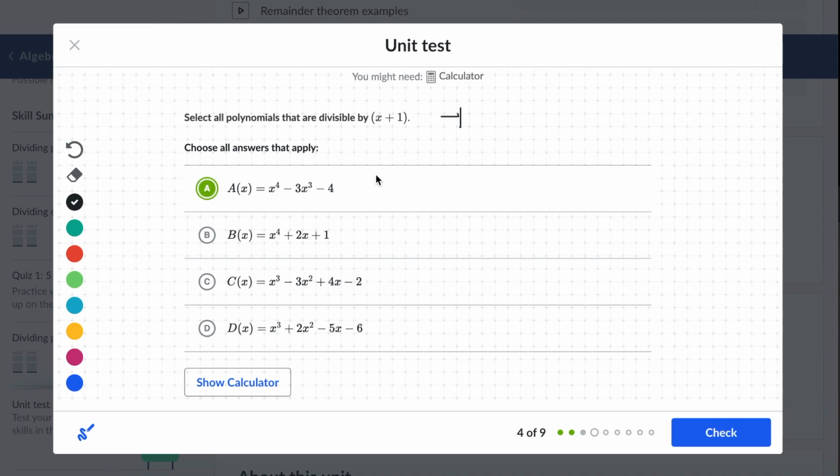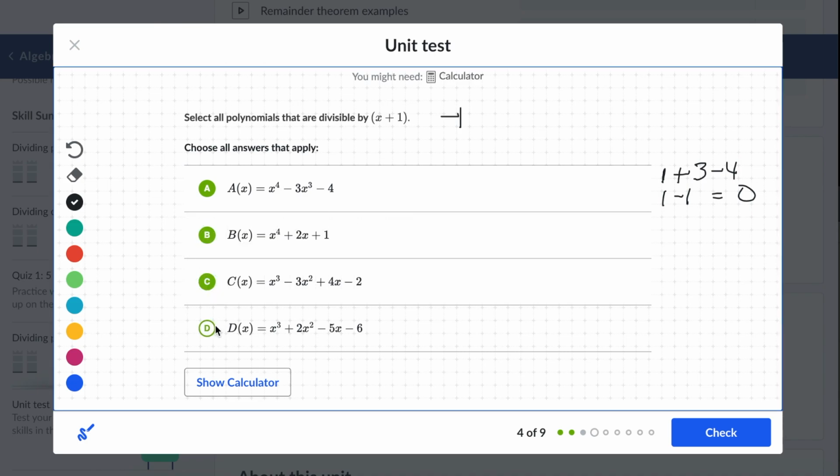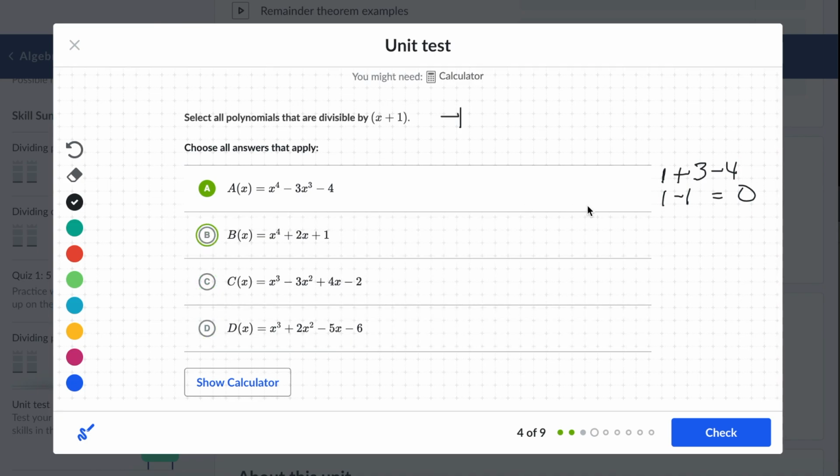I'm just going to try to do this by hand. So -1 to the 4th is going to be 1. -3 times -1 cubed is going to be plus 3, minus 4. And this is 1 plus 3 minus 4. This is 0. Did we just find our answer? Oh, shoot. It says select all numbers that are divisible. Okay. So you have to read your questions kind of closely because you can actually select all of these polynomials. I'm going to plug in -1 for the rest of these equations.